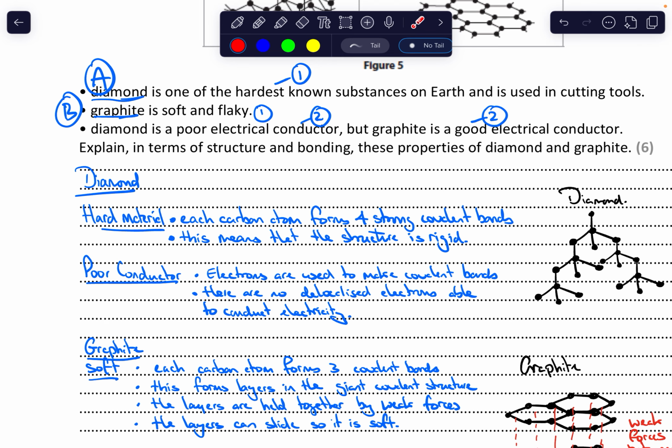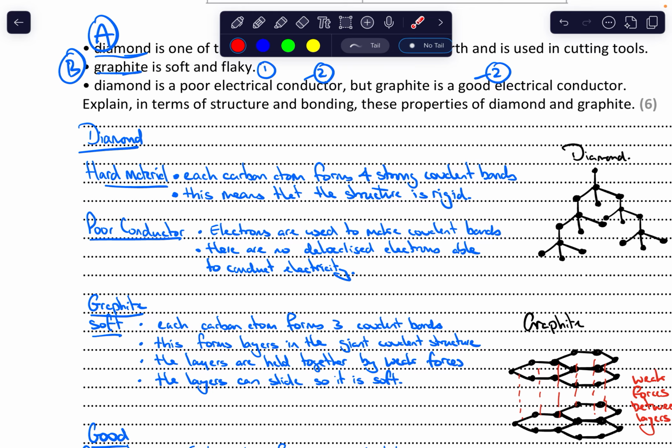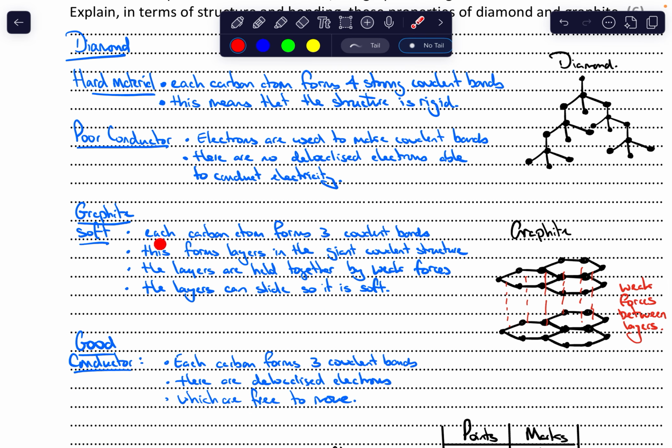If we now look at graphite, let's do part A and B for graphite. So why is graphite a soft material? In this case, each carbon atom forms 3 covalent bonds. This means the structure forms layers in this giant covalent structure, and the layers are held together by weak forces. So you can see here, here's my layer, and here's my layer of carbon atoms, and in between these layers are these weak forces. And because those forces are weak, the layers are able to slide, so the material is going to be soft. So this layer will slide this way, and this one can slide that way.